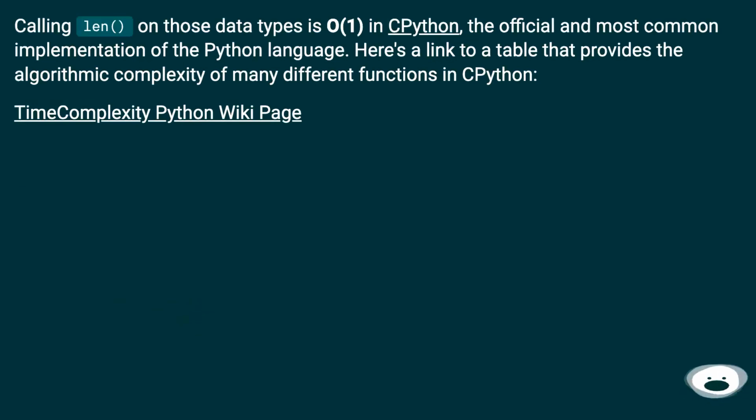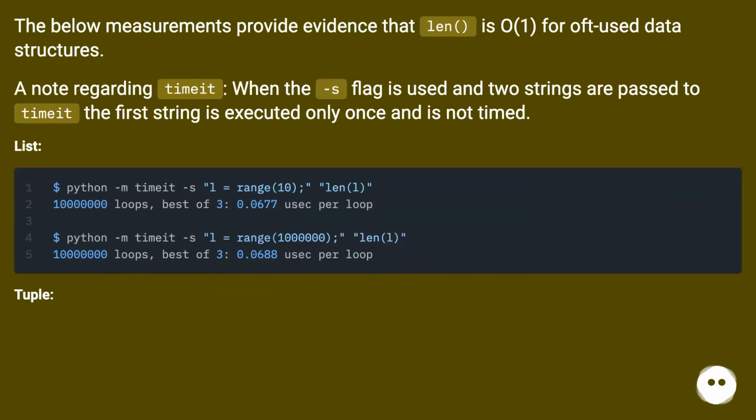Here's a link to a table that provides the algorithmic complexity of many different functions in Python: the Time Complexity Python wiki page. The below measurements provide evidence that len is O(1) for oft-used data structures.